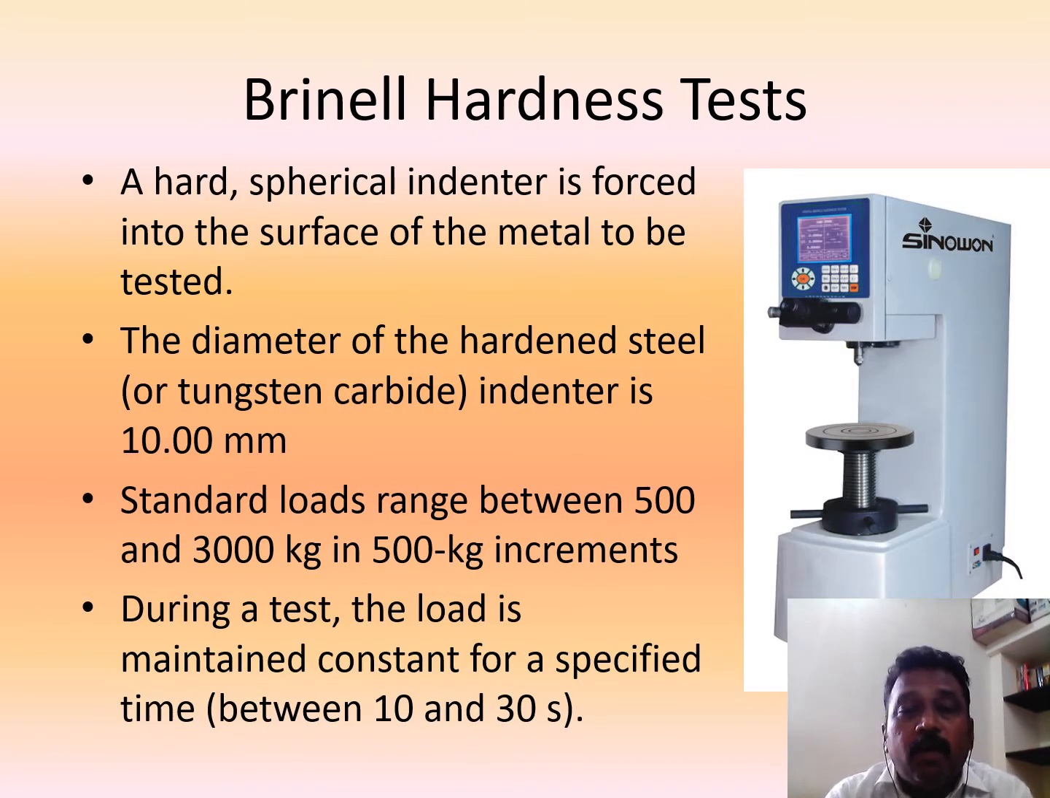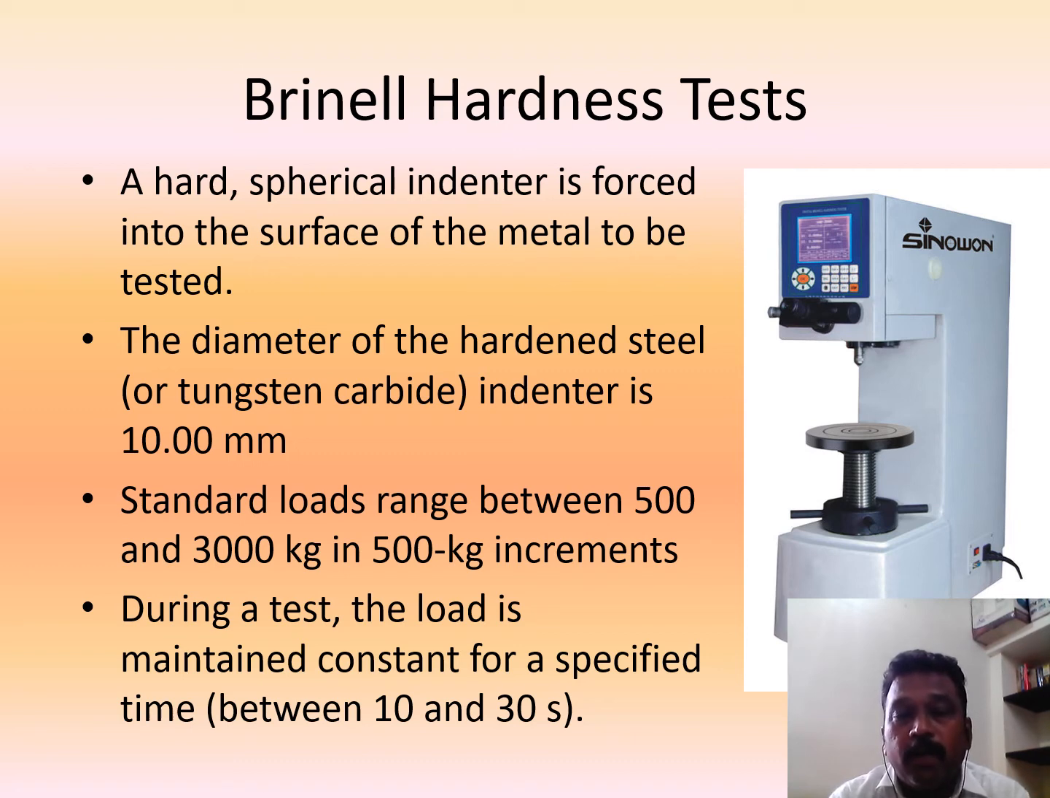The next one is the Brinell hardness. This is the Brinell hardness machine. You can see the machine dial and the point where the load is applied, where the material specimen is kept. A hard spherical indenter is forced into the surface of the metal to be tested. The hardened steel or tungsten carbide ball diameter is 10.00 mm. We apply loads in the range of 500 to 3000 kg in 500 kg increments.